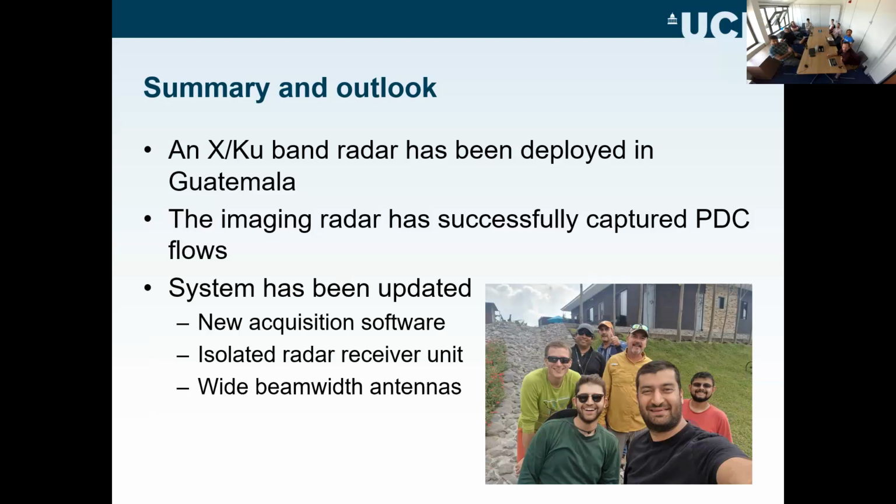Since the first trial, we've had a second trial where the system has seen some updates. There is new acquisition software, now based on Linux rather than Windows. The radar receiver is now isolated in a separate box, just to keep it nicely shielded. We are also using wider beam antennas. These antennas double the beam width, so it should hopefully help us capture more of the PDC on the volcano.